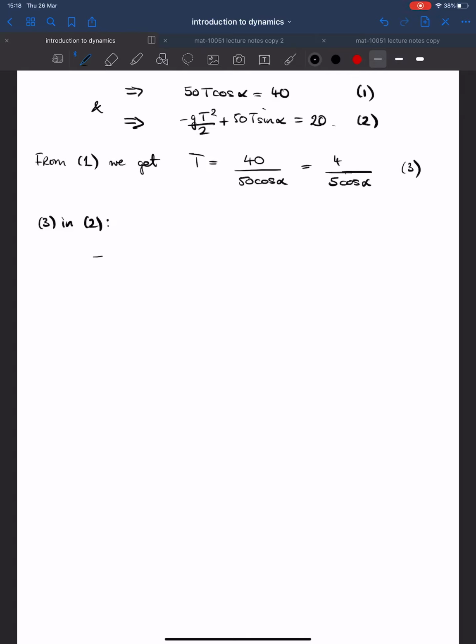Then 3 in 2 gives me the following. So I have minus g over 2 times 4 over 5 cos alpha, all squared, plus 50 T sine alpha equals 20.